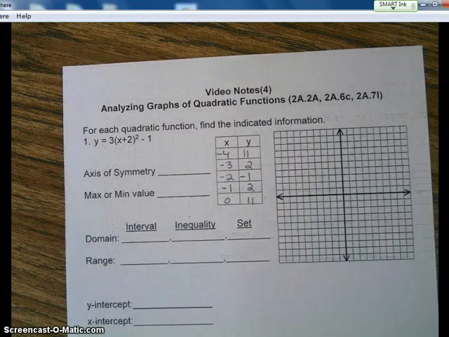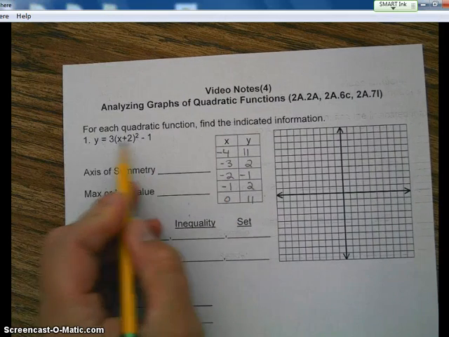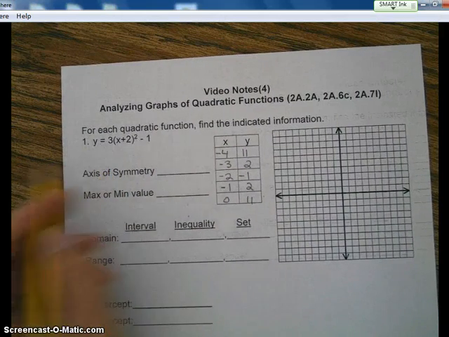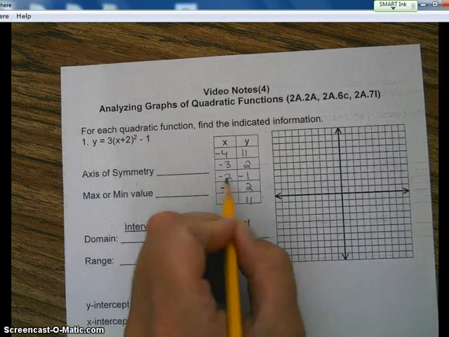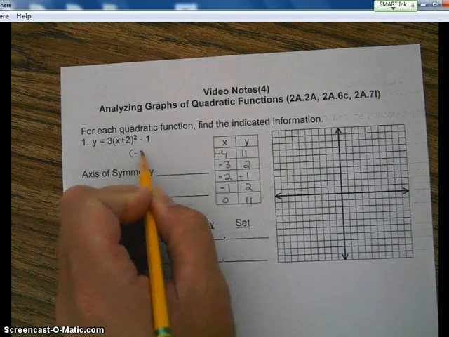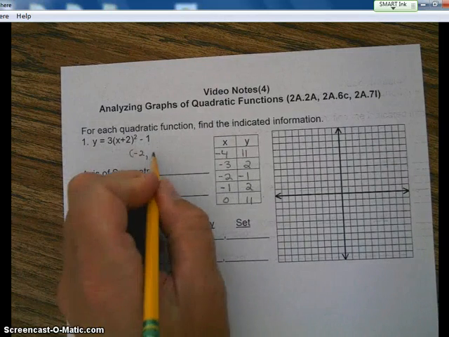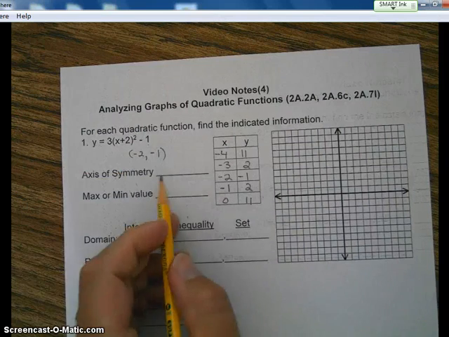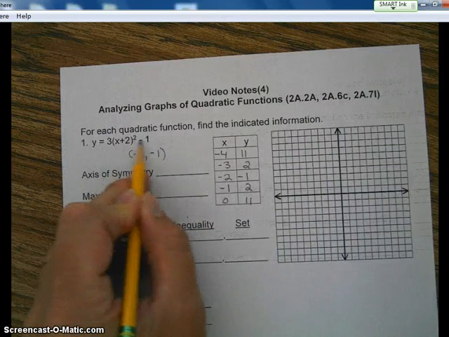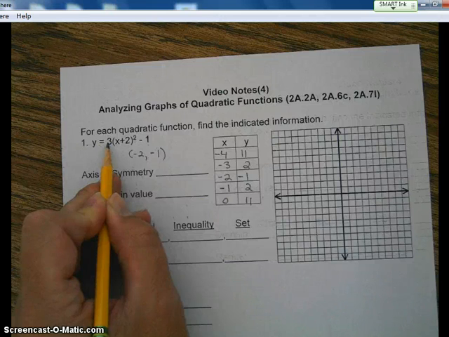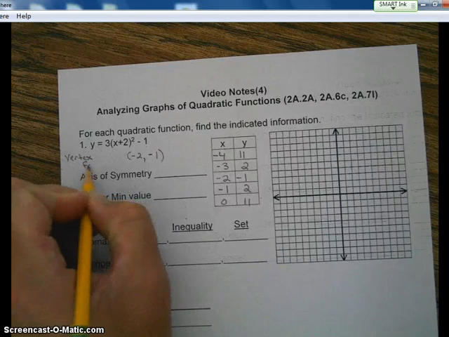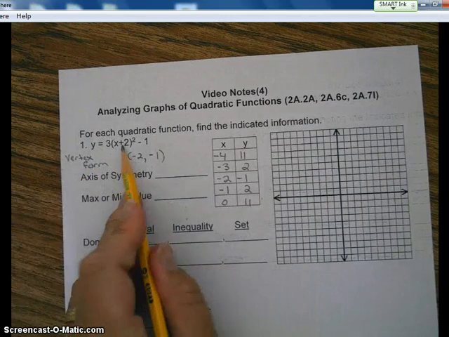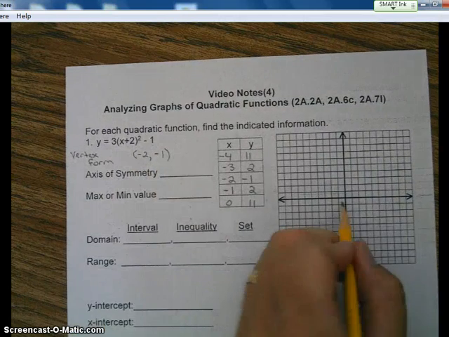Remember, you can also get your vertex out of your equation. Your vertex is going to be translated 2 units to the left from the parent function. So that's going to be your x coordinate right here at -2, and translated 1 unit down. So your vertex is right here. That's why, when we're in this format, we call this vertex form, because it tells us the vertex. It has our transformations.